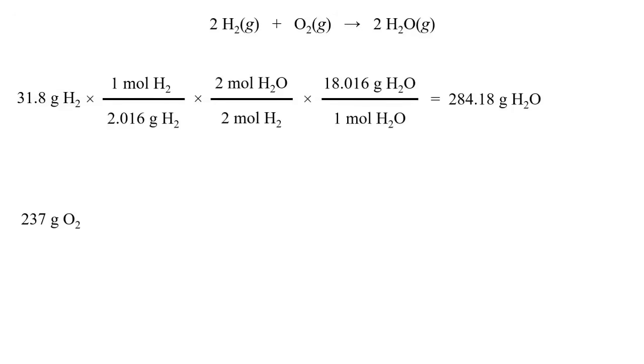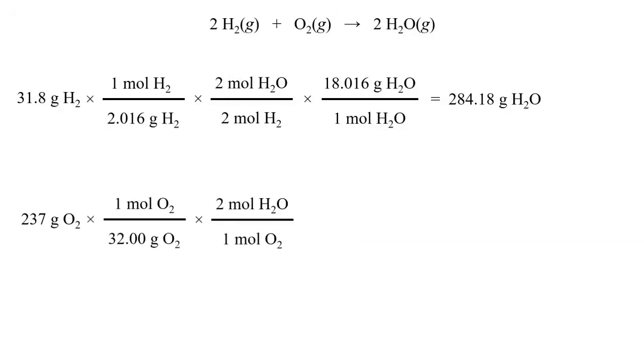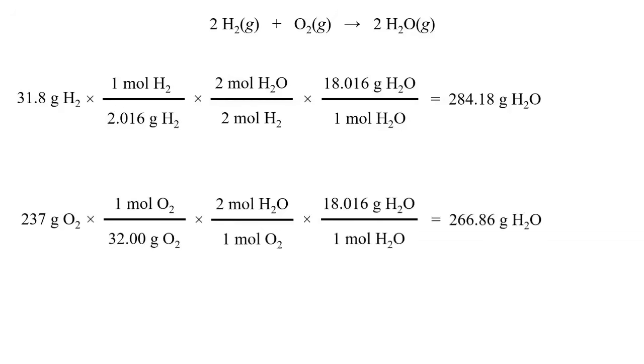We'll repeat the process for oxygen. We go from grams of oxygen to moles, then moles of oxygen to moles of water, and then on to grams of water, and we get 266.86 grams of water. Again, comparing these two separate amounts, we focus on the smaller of the two.